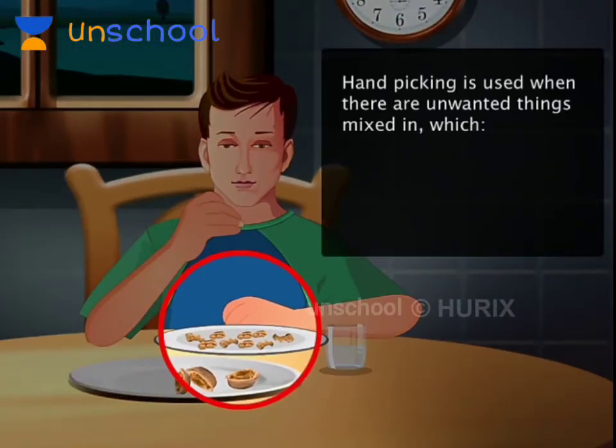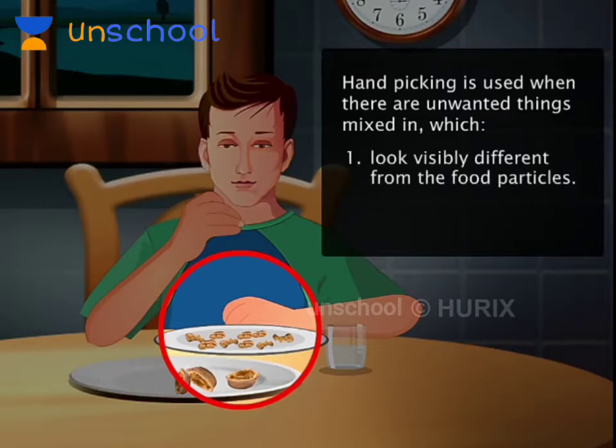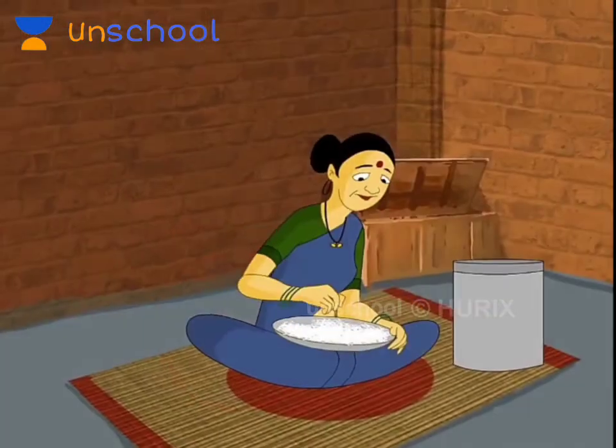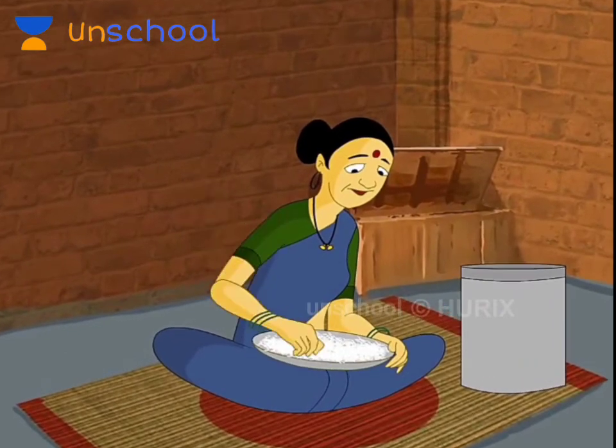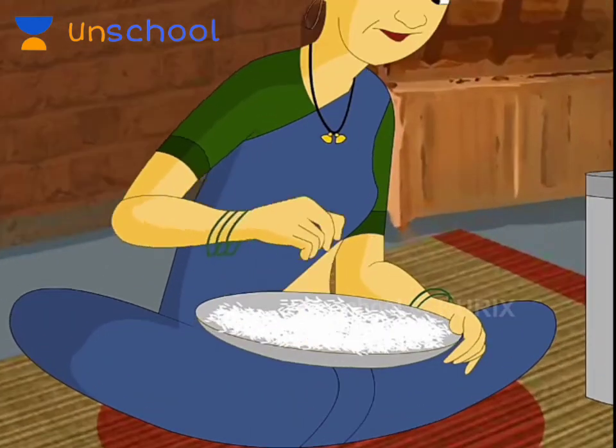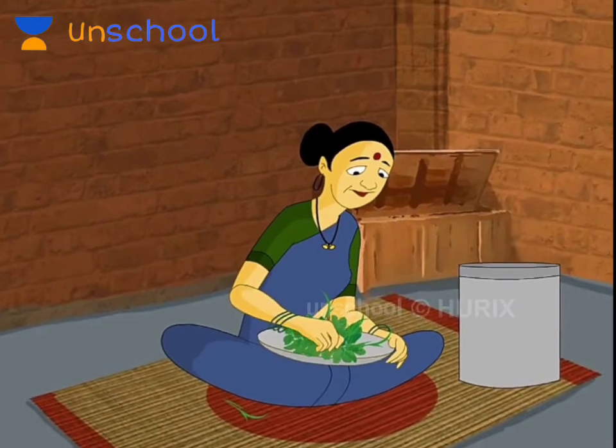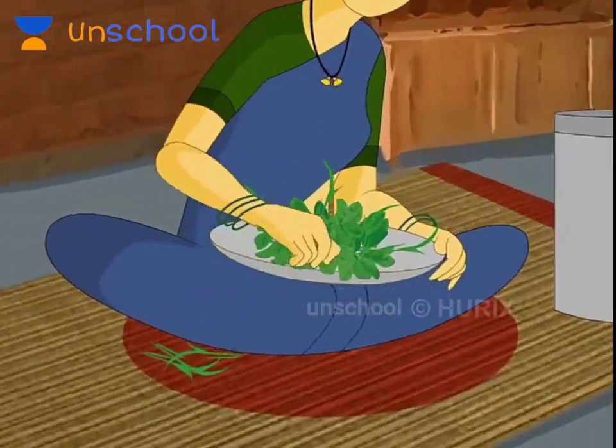We use this method to separate unwanted or harmful things that look very different from food particles and are present in a small quantity. Some examples are picking stones and insects from grains and pulses, removing weeds from spinach, and other green leafy vegetables.